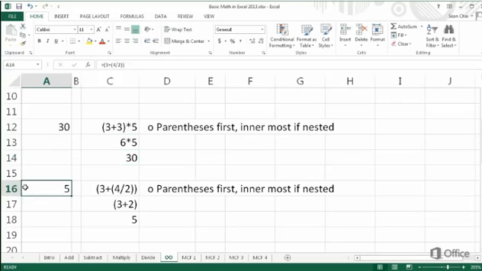This is an example of nested parentheses. What's in the innermost pair is evaluated first. 4 divided by 2 is 2, and that's added to 3 for a result of 5.